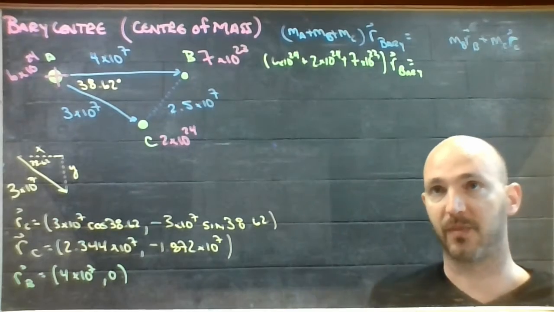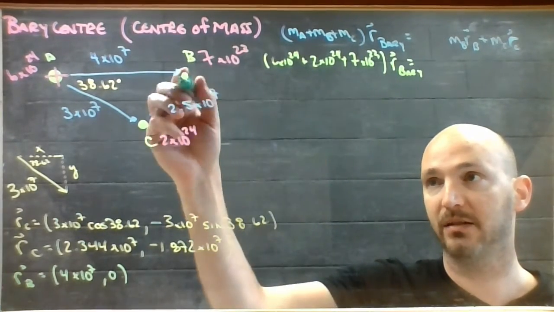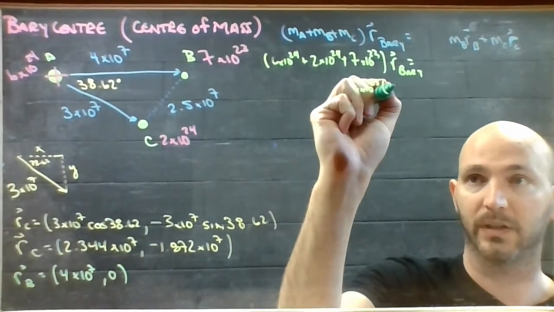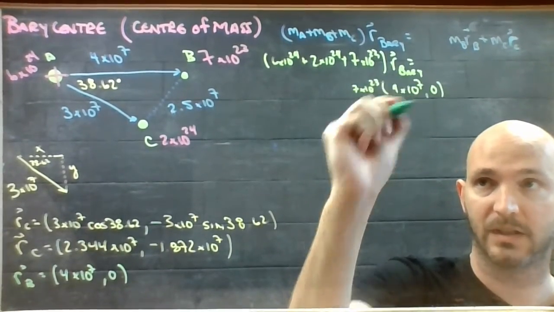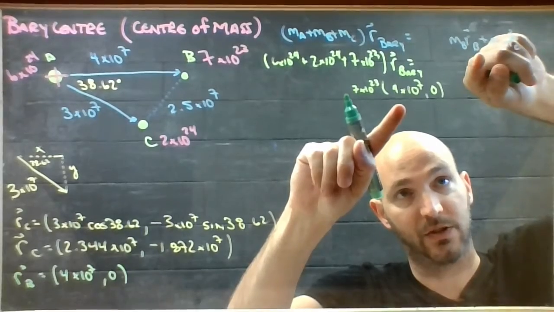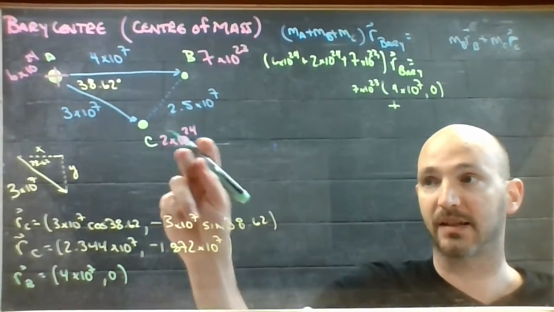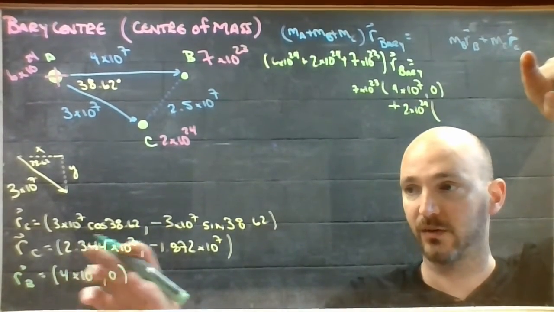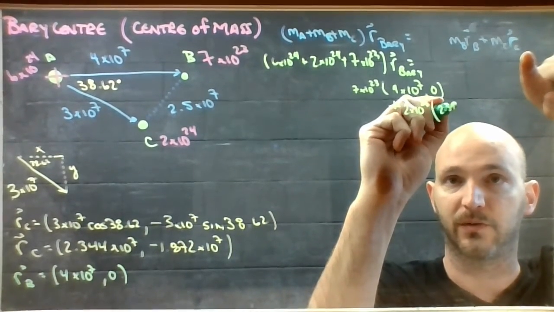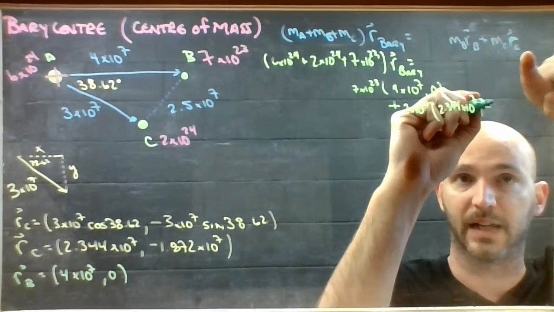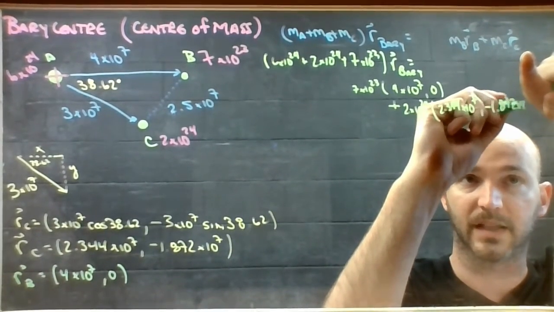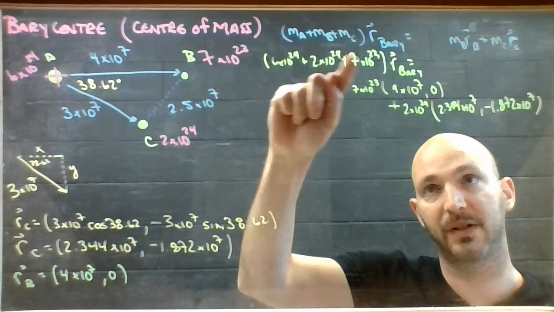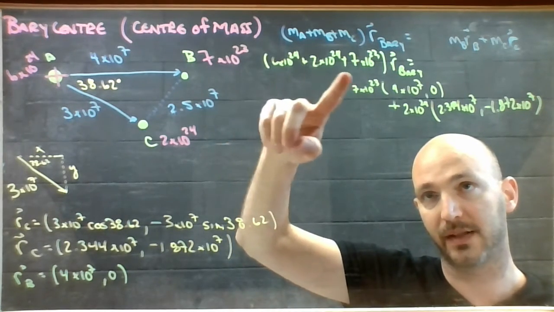And I'm going to have a whole bunch of mass over on this side. It'll be the mass of B, which is 7 times 10 to the 23 multiplied by 4 times 10 to the 7, comma 0. That's the mass of B and the location of B, plus the mass of C, 2 times 10 to the 24, multiplied by its location, which is this number here, 2.344 times 10 to the 7, comma negative 1.872 times 10 to the 7. Gross. So I'm going to add these three numbers together. That will end up being 8.7 times 10 to the 24.